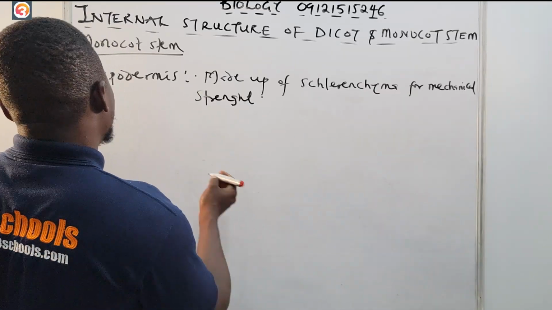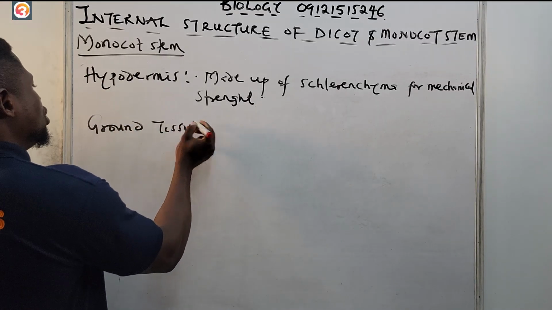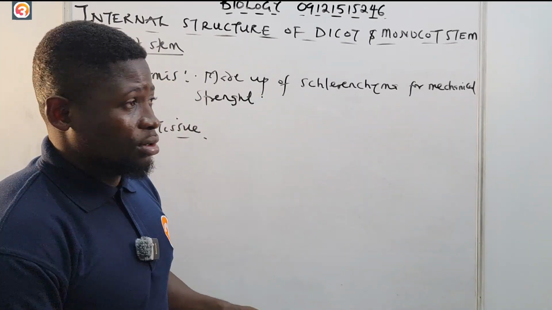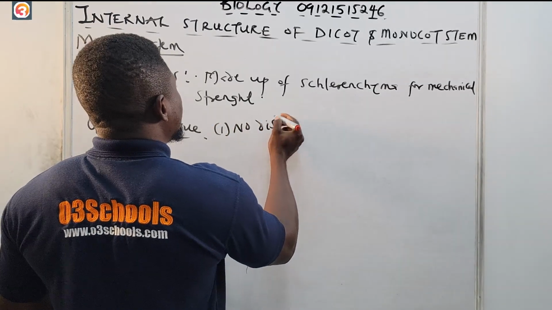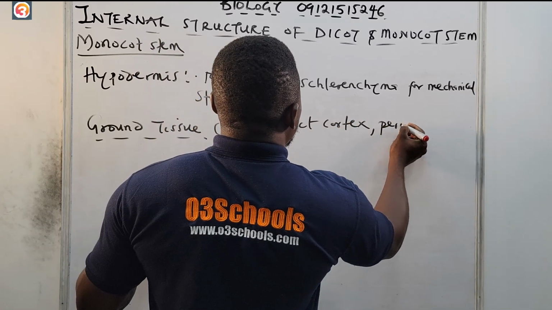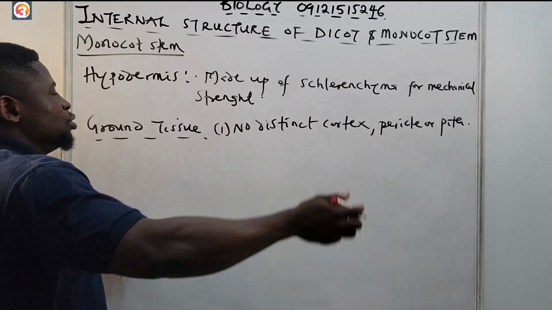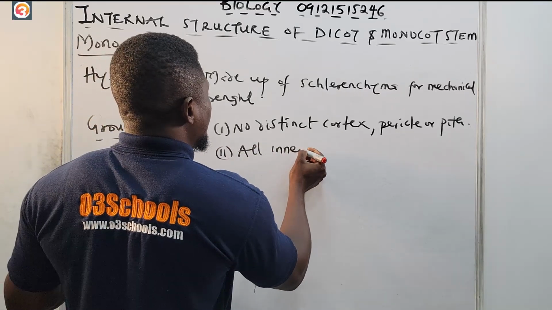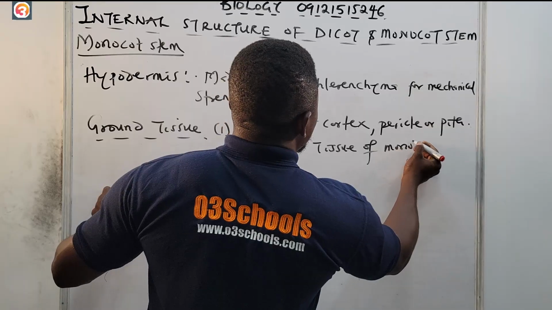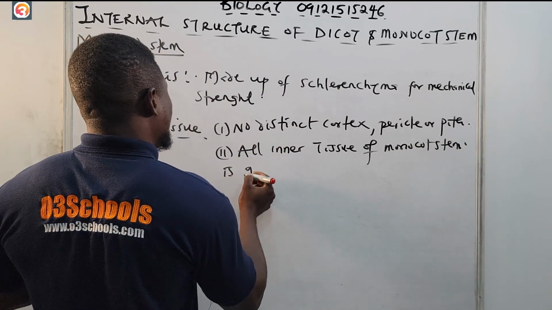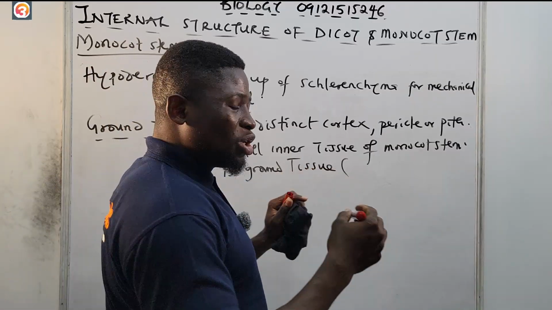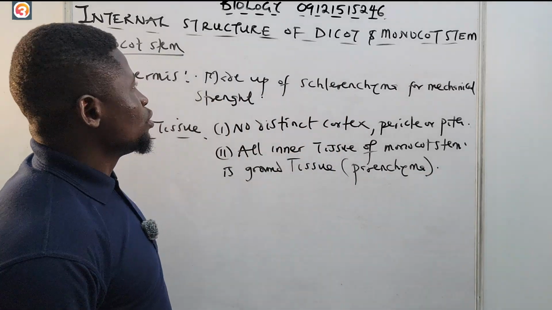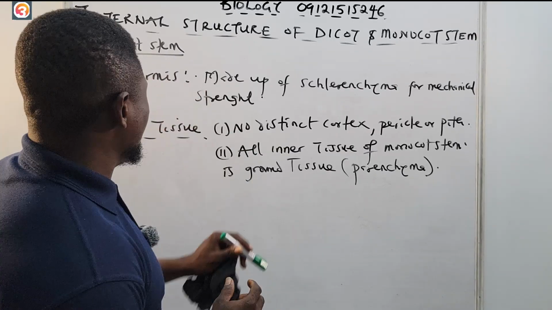Now we have the ground tissue. Of course, I've already told you that the monocot stem does not have a distinct cortex. Number one, no distinct cortex, pericycle, or pith. Number two, all inner tissue of the monocot stem is ground tissue, and this ground tissue is made up of parenchyma. Please take note of that.